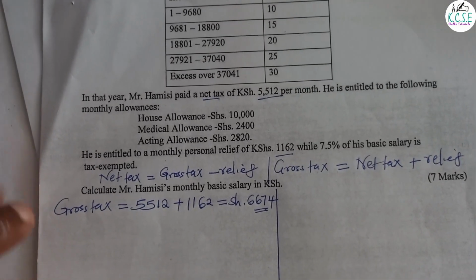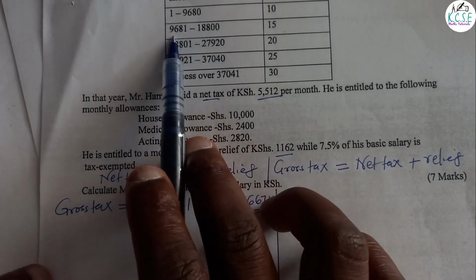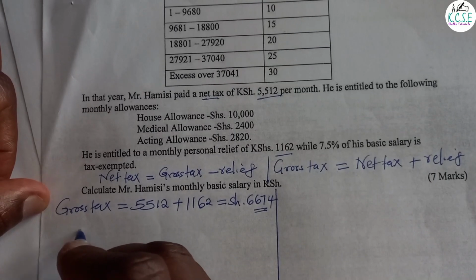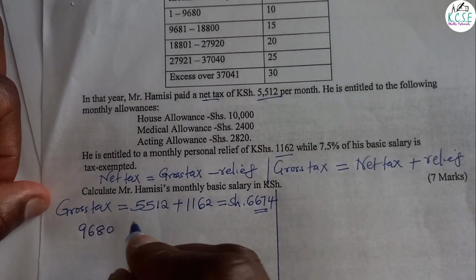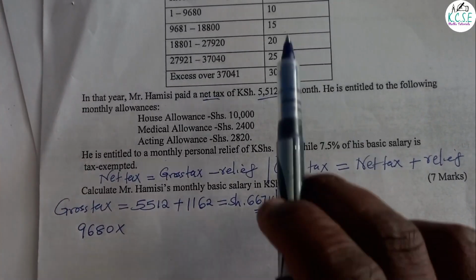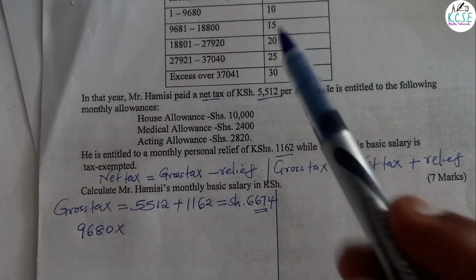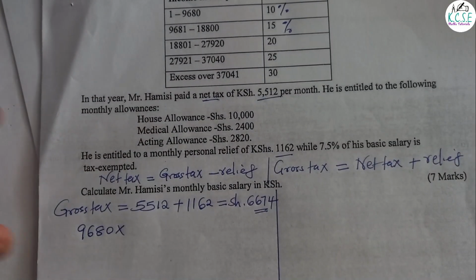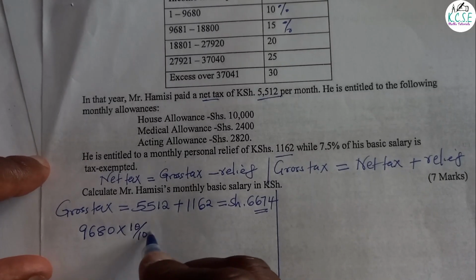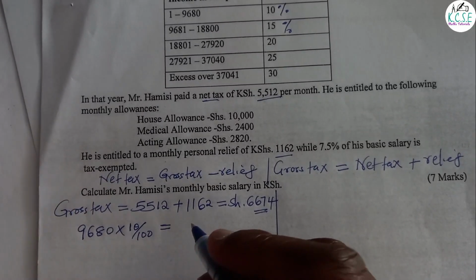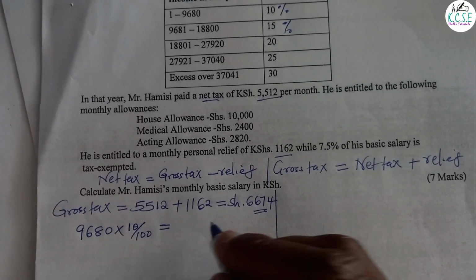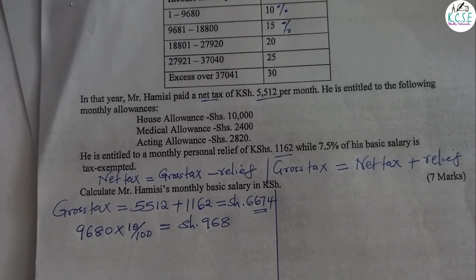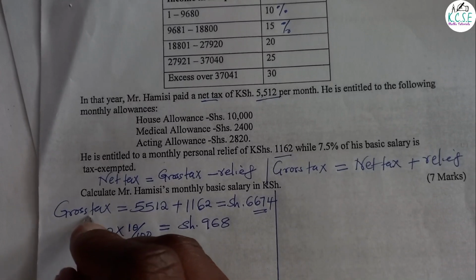So the first slab begins from 1 to 9680. So the size of the first slab will be 9680. Then the rate of taxation, remember all these are in percentage. So times 10%. So multiply by 10%. This one will give a tax of 968.